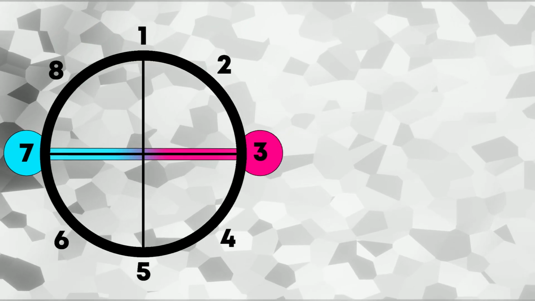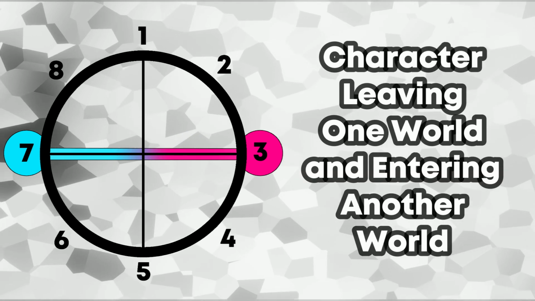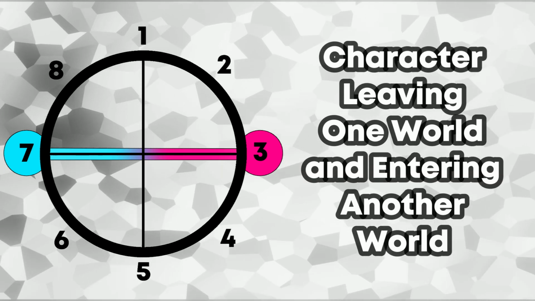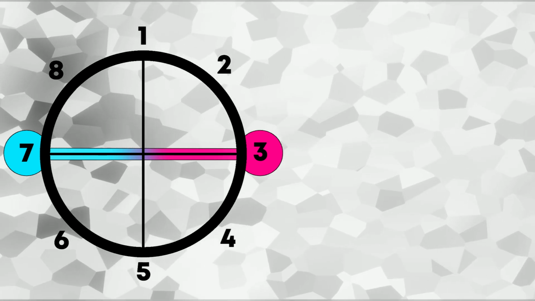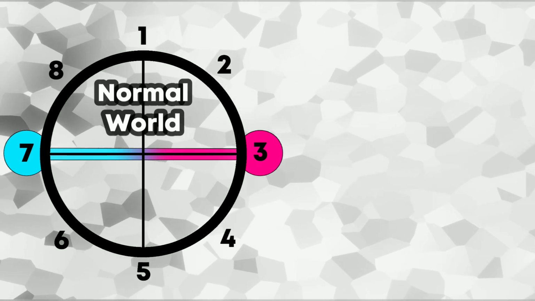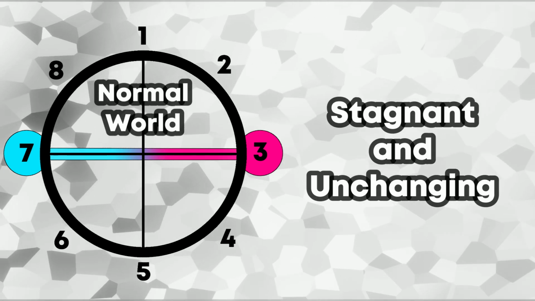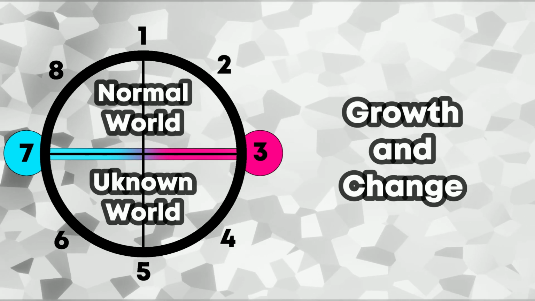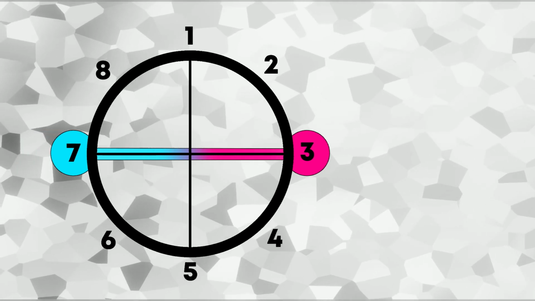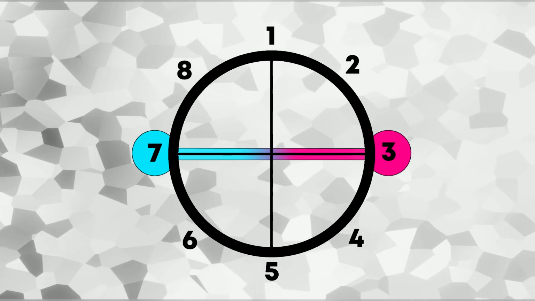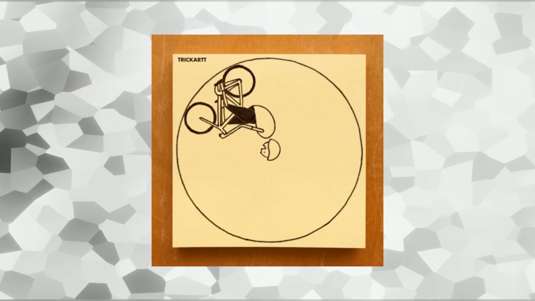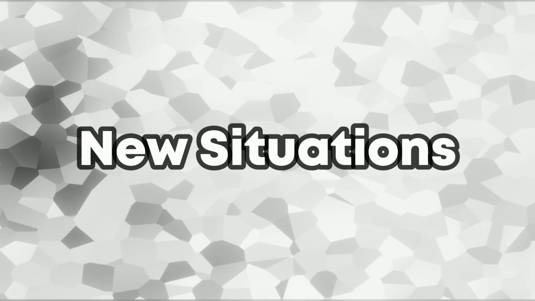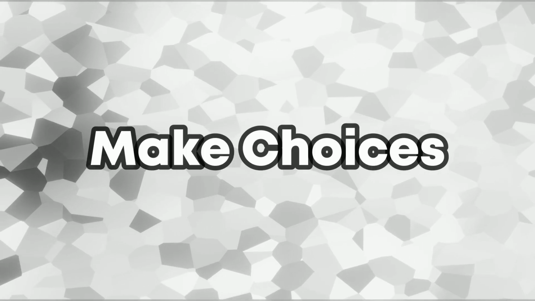3 and 7 mirror each other in the sense of your character leaving one world and going into another world. The entirety of the top half of the circle is your character's normal world where they're comfortable and stagnant, while the bottom half is the unknown world where they learn, grow, and change. Stories are cyclical in nature because we as human beings are also cyclical. We constantly enter new situations that force us to make choices that eventually end up changing us, and go through that cycle over and over again.